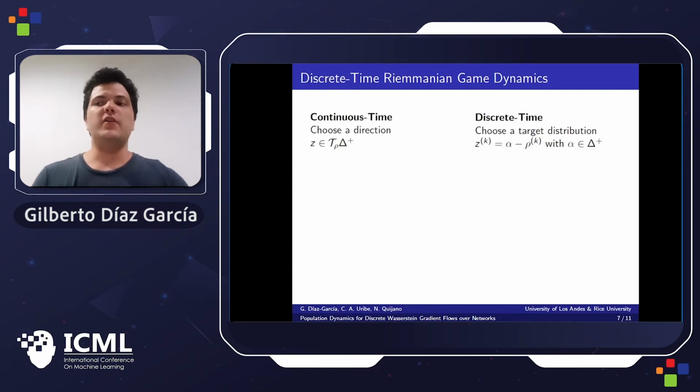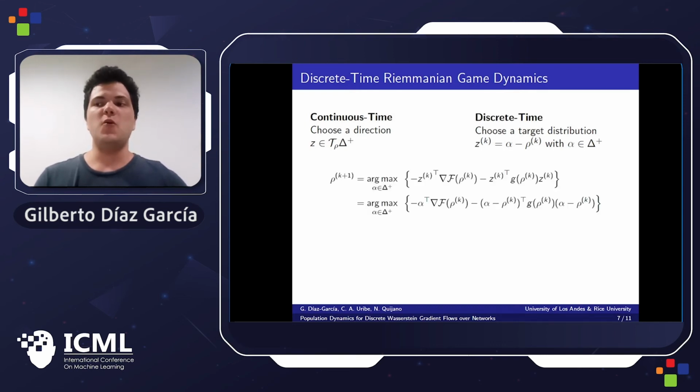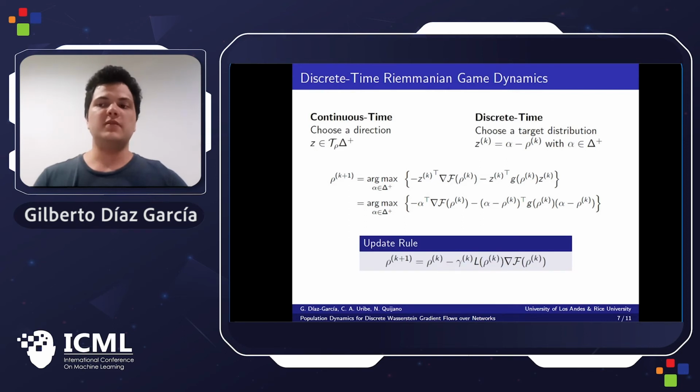To develop an algorithm that minimizes the function f, we need to discretize the previous dynamics. From a game theory perspective, we can see it as choosing a target distribution to move towards instead of choosing a direction. If we repeat this process iteratively, we can propose an update rule that moves towards a better distribution each time. This update can be summarized like this, where each agent exchanges mass with their neighbors in order to find the Nash equilibrium of the game, and therefore the optimizer of function f.